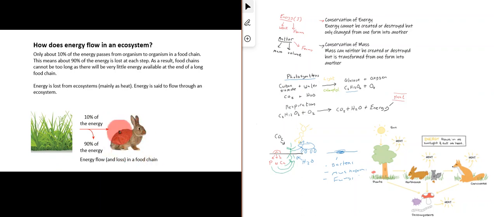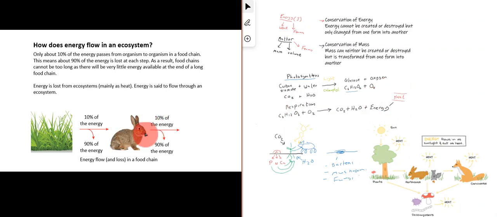So the rabbit consumes it, it only gets 10% of the energy, and then what happens is it can only pass on 10% of what it got, and the rest of it, 90%, is lost as heat. So if you think about the rabbit, for example, it's going to be carrying out respiration. It's going to be burning glucose, using oxygen, and then a lot of that energy is just going to radiate off its body as heat.